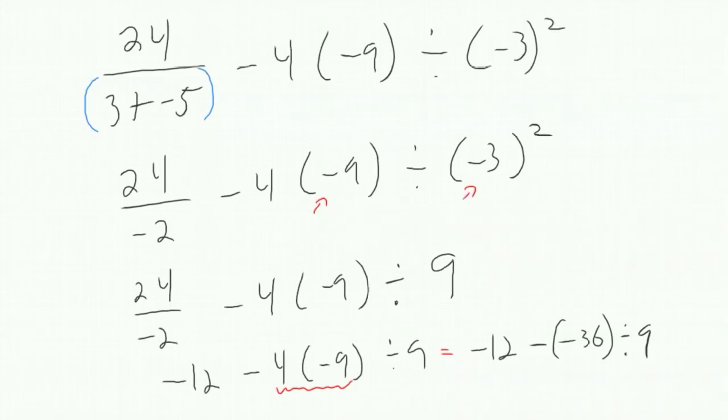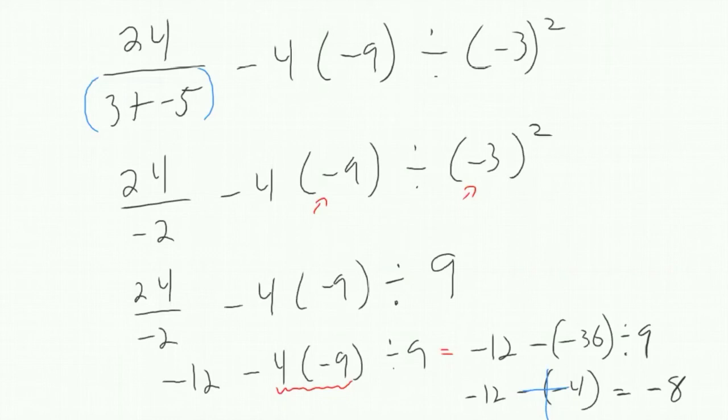So division is the next thing I do. So now I have -12 minus -36 divided by 9, which is a -4. And now I can get to my final step: -12 minus a minus, which basically turns this whole thing into a big positive sign. So -12 plus 4 equals a -8. So taking this in steps makes it a little bit easier to deal with.